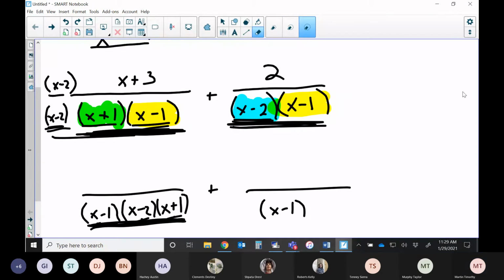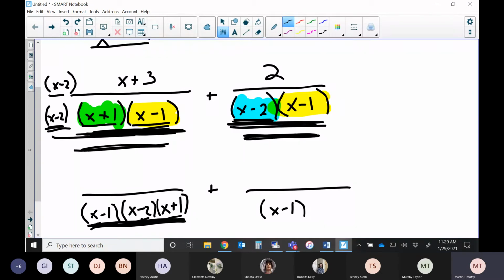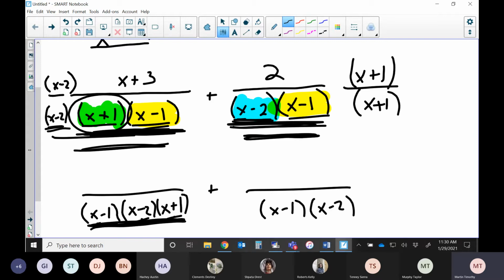What is this fraction over here missing that this one had? And hopefully you can see it's the x plus 1 that it's missing. So I'm going to multiply the bottom by an x plus 1. But to be fair, if I do it to the bottom, I have to do it to the top. And then now this denominator has an x minus 1. It has an x minus 2. And it also has the x plus 1. And now you can look at this and go, they have the same denominators.